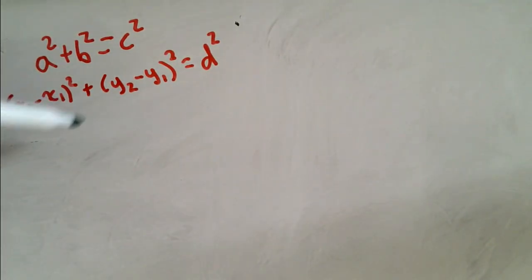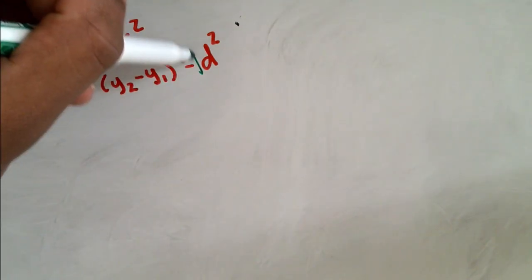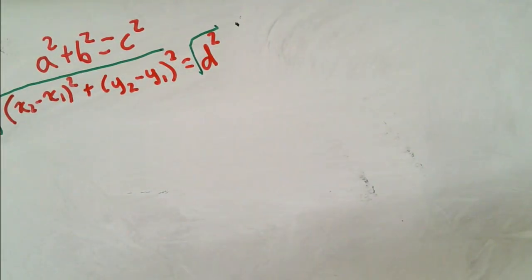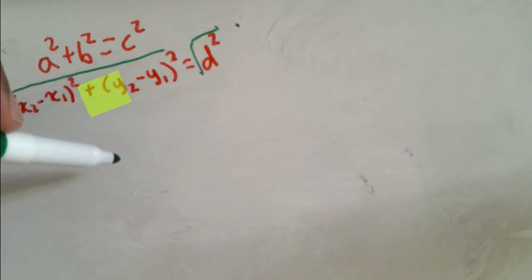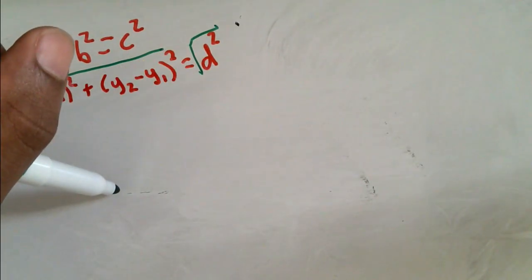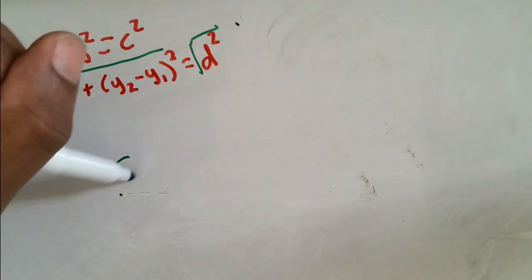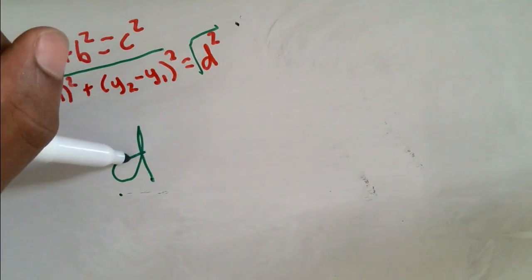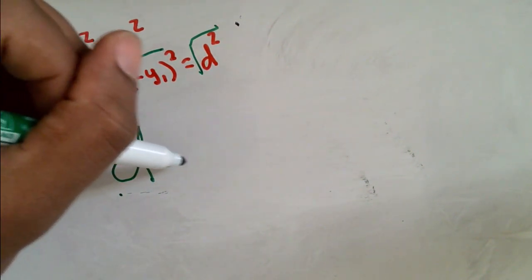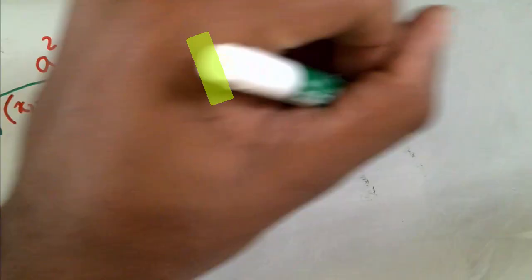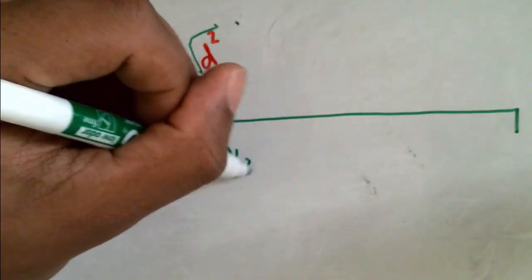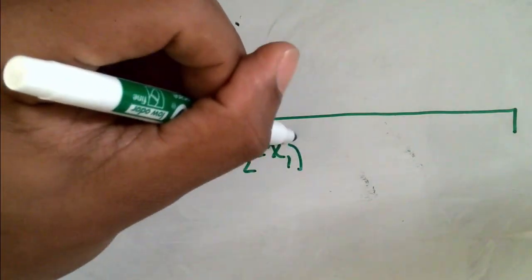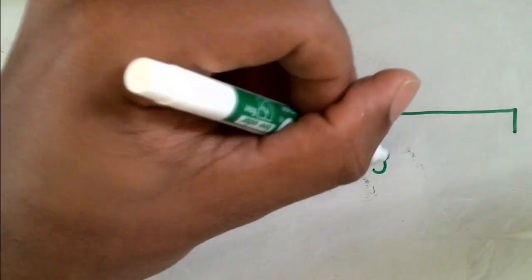So let's replace a, that first leg of our right triangle, with that horizontal distance between the 2 points, x2 minus x1, and let's replace b with y2 minus y1, which is the vertical displacement between the 2 points. And then c, which is our hypotenuse, we can call that the distance between the 2 points, the direct distance between the 2 points. So now, if we take the square root of both sides to get the distance by itself, we'll have our formula.